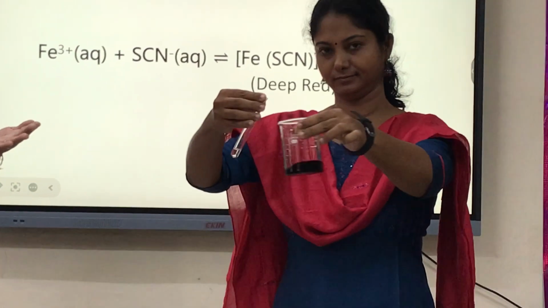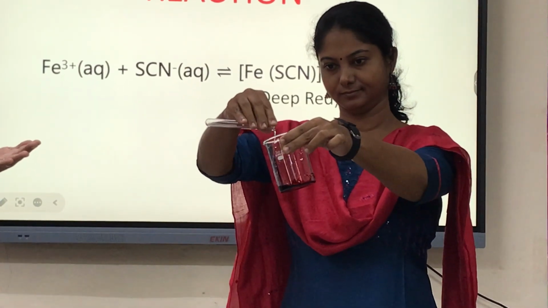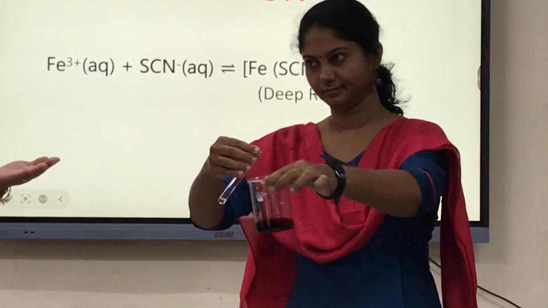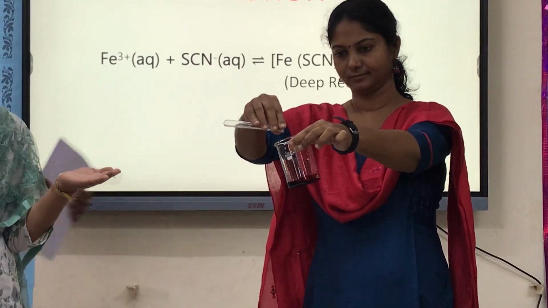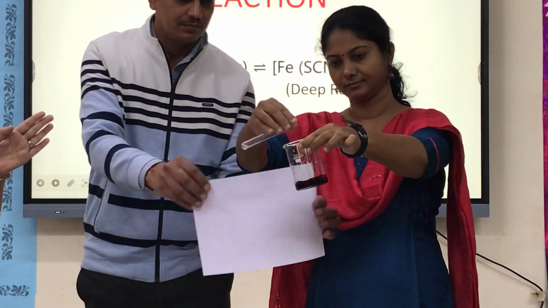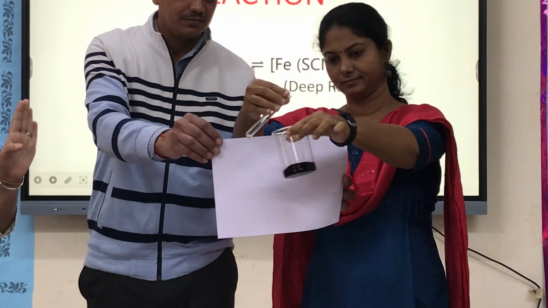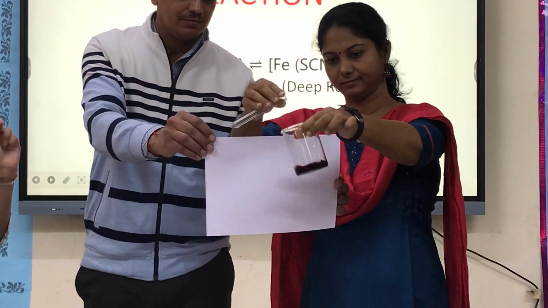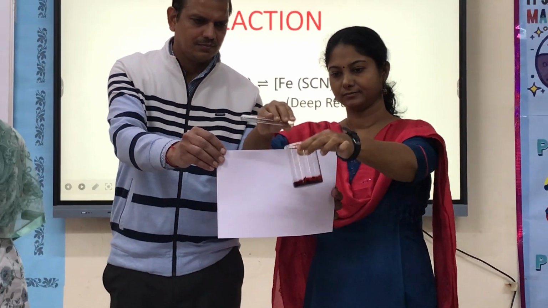As we keep on adding, we see that a blood red color is produced and there is no change in the intensity of color. At this stage, the color remains constant. No changes there. It means this reaction has attained equilibrium.